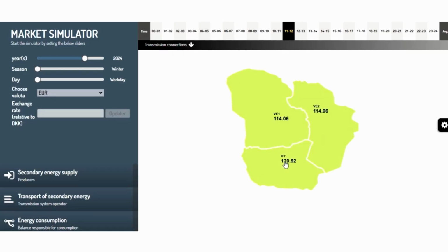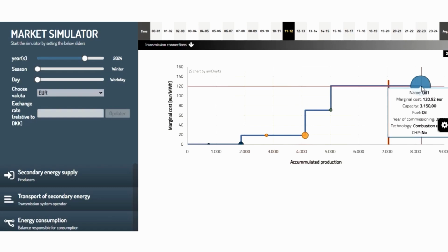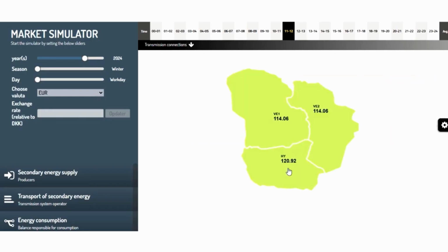And for HI, the situation is what you see here. Here we have the supply curve. Here we have the demand curve. And this unit here, the oil-fired unit, is the price setting unit in HI. So this was the solution of task number 1.